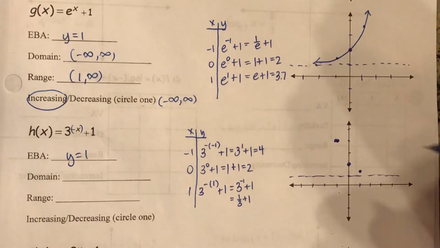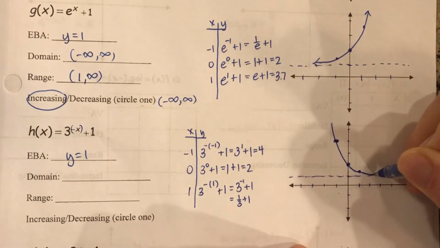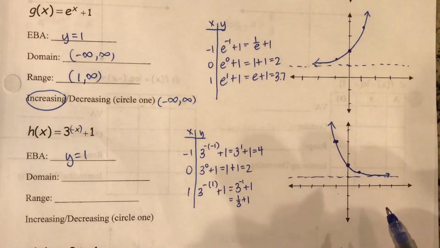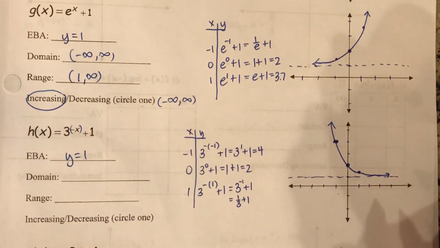So, great news. This looks like a reflected x squared. Okay, so domain. No, I think I just said it looks like a reflected x squared.